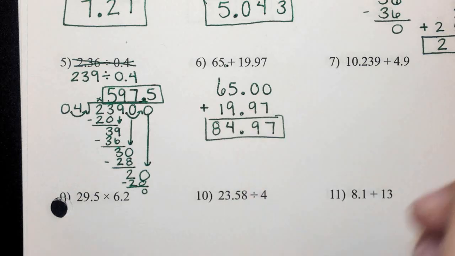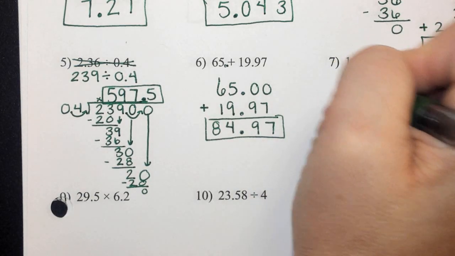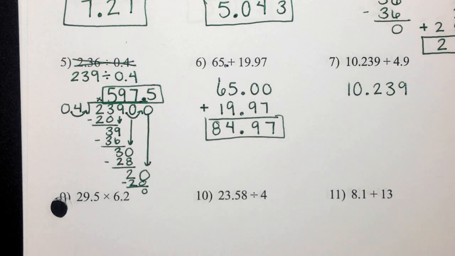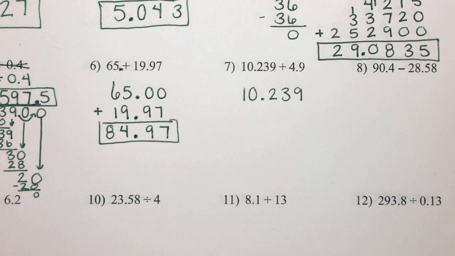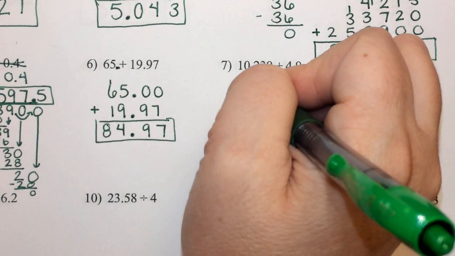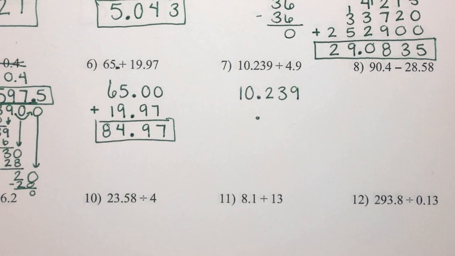All right, we have another addition one. So I'm going to start by just writing out 10.239. Remember, what's my rule for my decimals? Line them up. So I'm going to go ahead and line it up directly underneath. Guys, I really think it's easier if you'll put your decimals in a straight line, then add your other numbers, it lines it up for you.